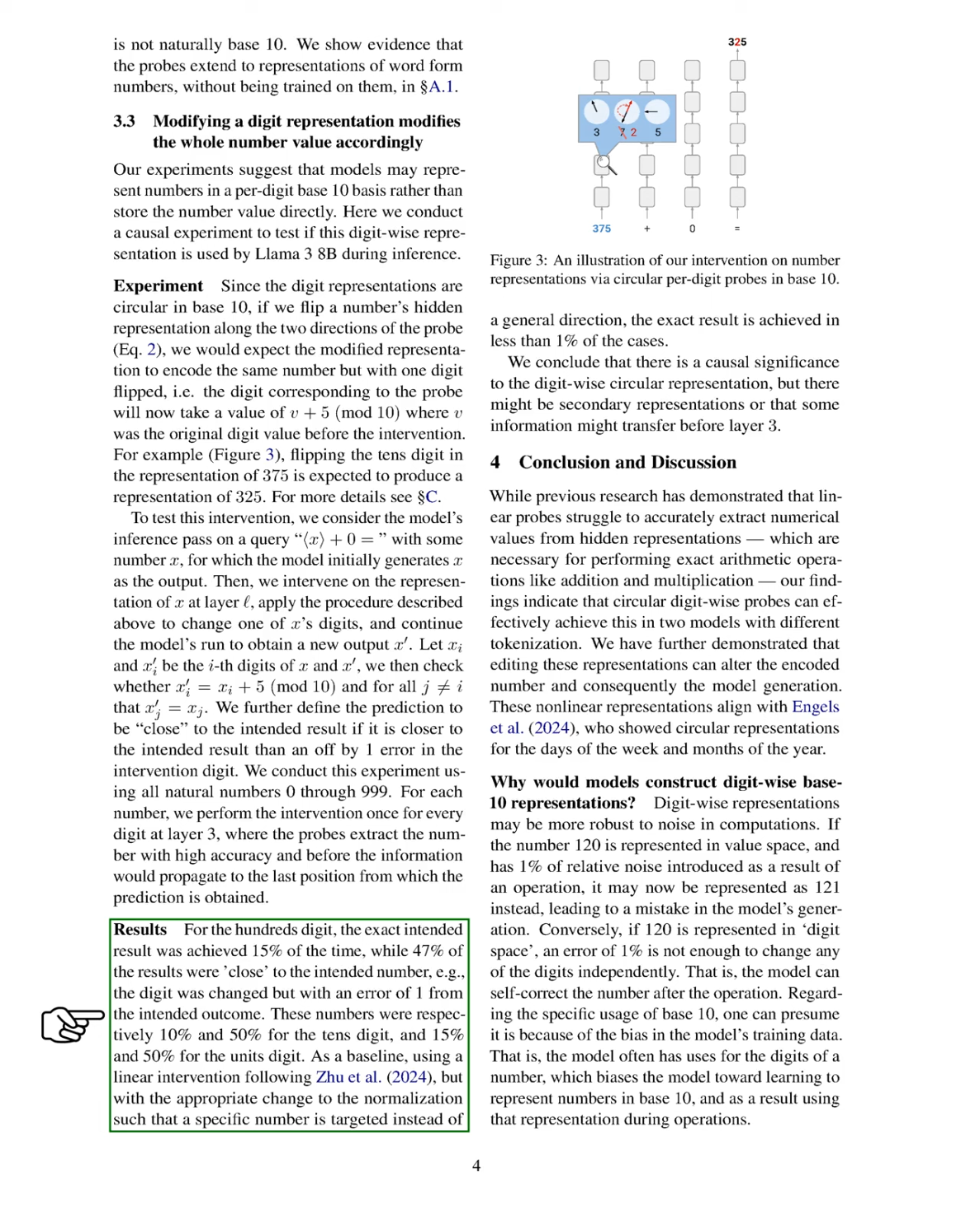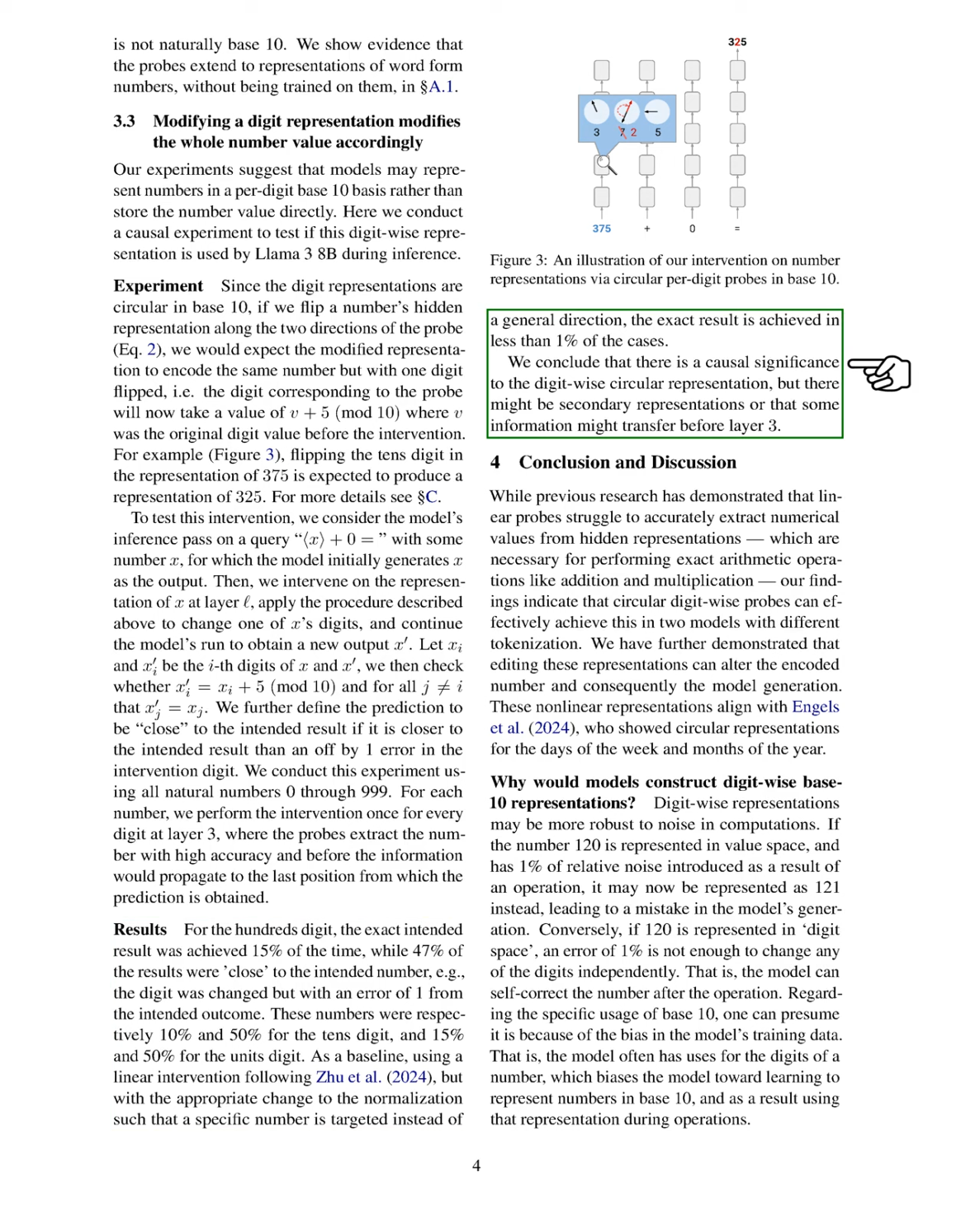Our results show that for the hundreds digit, we achieved the exact intended result 15% of the time, with 47% of the results being close. For the tens digit, these figures were 10% and 50%, and for the units digit, 15% and 50%. As a baseline, when using a linear intervention, the exact result was achieved in less than 1% of cases. We conclude that the digit-wise circular representation has causal significance, but there may be additional representations or some information might transfer before reaching layer 3.